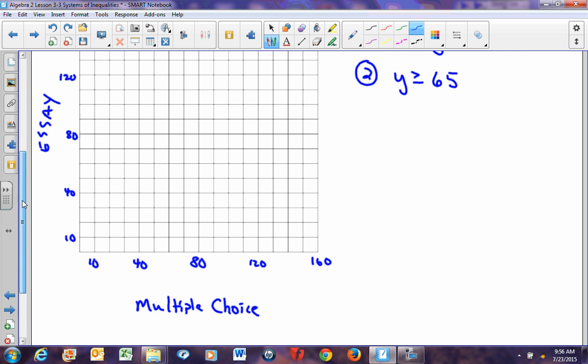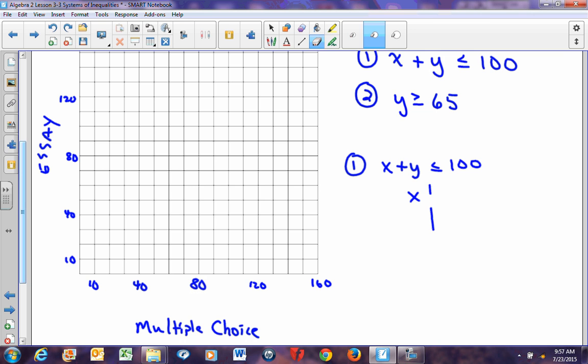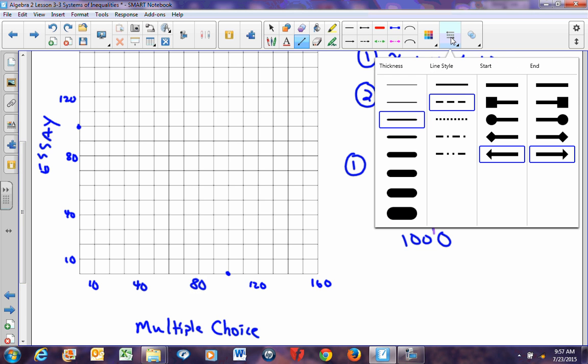Okay, now I have two inequalities I need to graph. The first one would be easier to graph by using intercepts. Because I look at the first inequality, x plus y is less than or equal to 100. If I use intercepts, if x is 0, y is 100, if y is 0, x is 100. So it's going to be at 100 and 100. So 80, 90, 100 is there. 80, 90, 100 is there. And since it's a less than or equal to, my line would be solid.